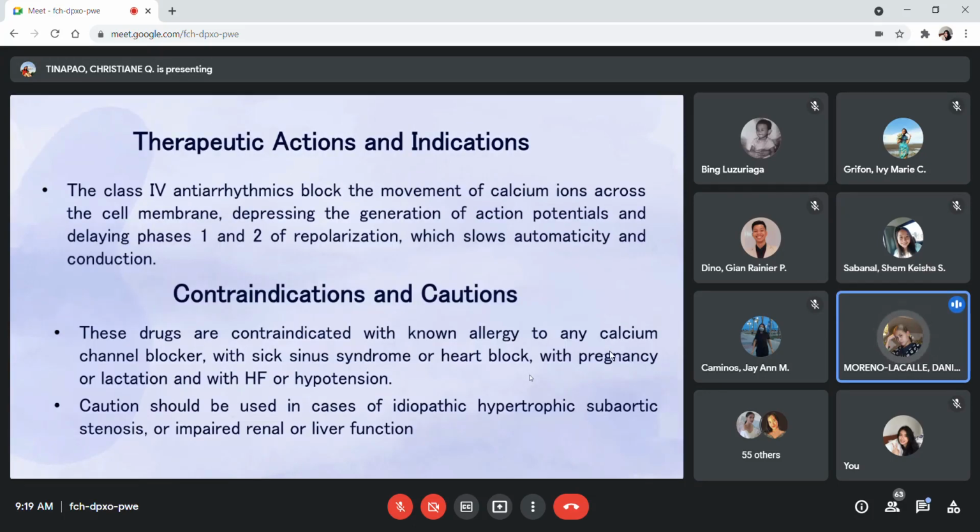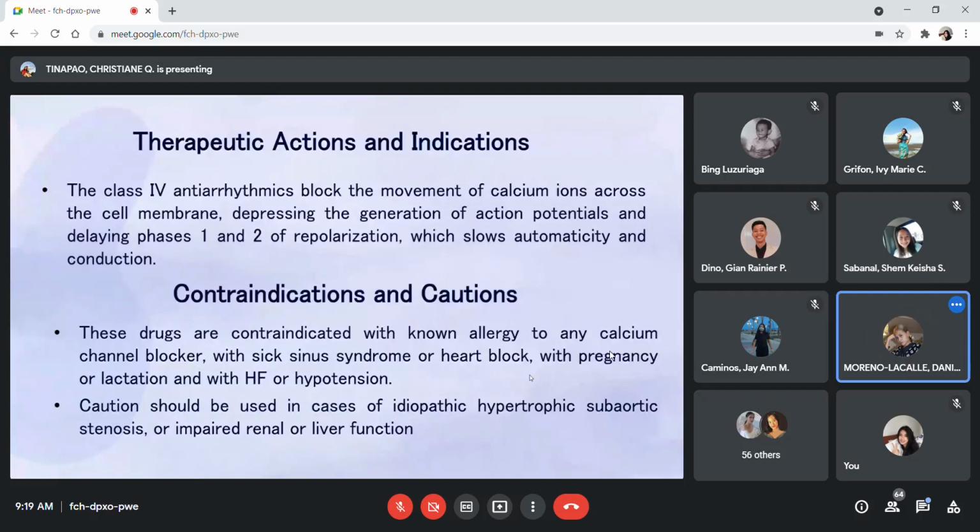So, class 4 antiarrhythmics delay the phases 1 and 2. Ang phase 1, kay mo ni siya ang potassium, wherein ang potassium mugawas, and then the phase 2 kay ang potassium mugawas, and then ang calcium musulod. Kaya ang delay. And then next, we have contraindication.